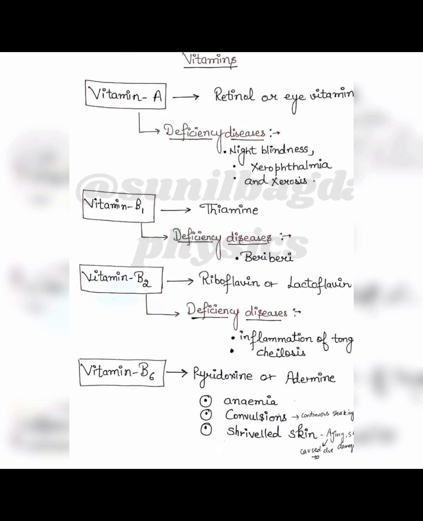Vitamin B2 is also considered as riboflavin or lactoflavin. Deficiency of vitamin B2 causes inflammation of the tongue and cheilosis. Next one is vitamin B6, which is also called pyridoxine and adermine. The deficiency causes anemia, convulsions as well as shriveled skin.